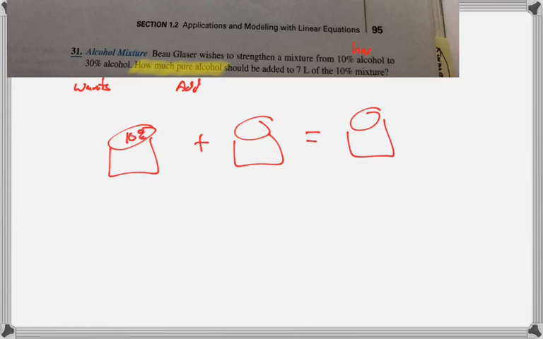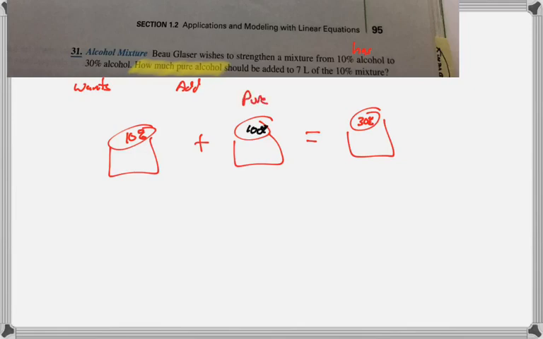Okay, what goes in the jars? He has 10%. He wants to get 30%. So has goes on the left side. What he wants to equal is the 30% on the right side. Now the trick to this problem, pure alcohol. What percent alcohol is pure alcohol?